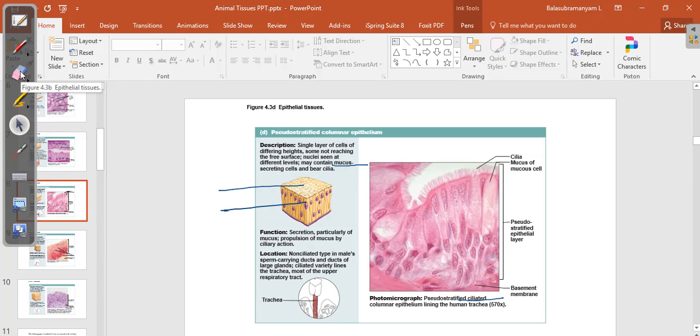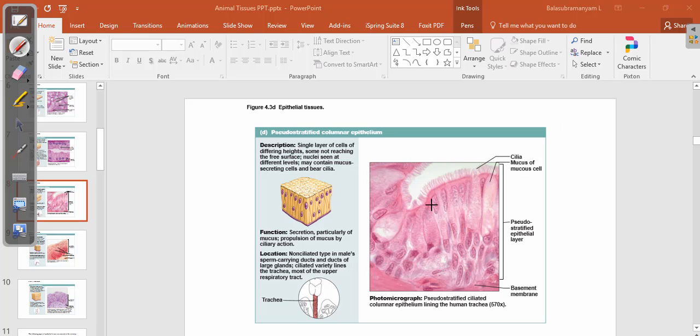So the next tissue we're going to look at is the pseudo-stratified epithelium. The pseudo-stratified epithelium will not have many layers, but in appearance it looks like it has many layers. So you can see a similar thing here. So mostly in the trachea region you can find these type of cells.